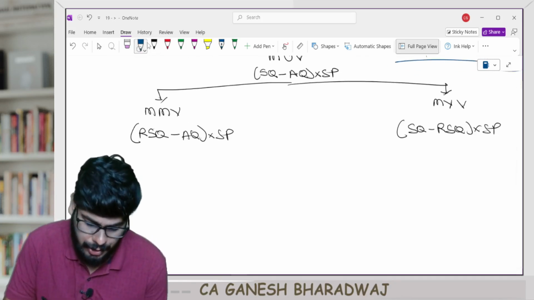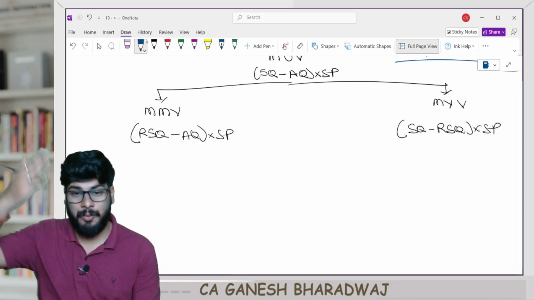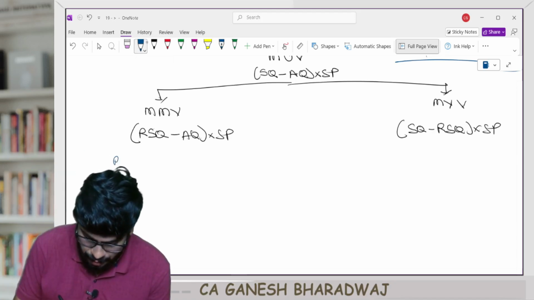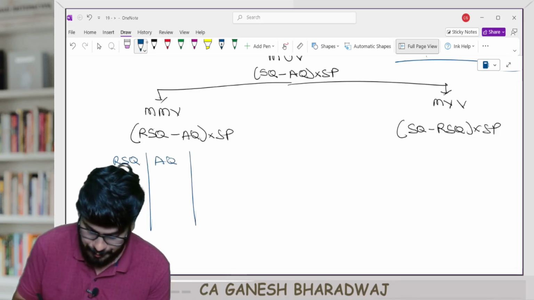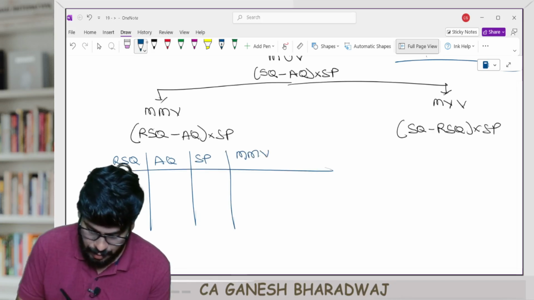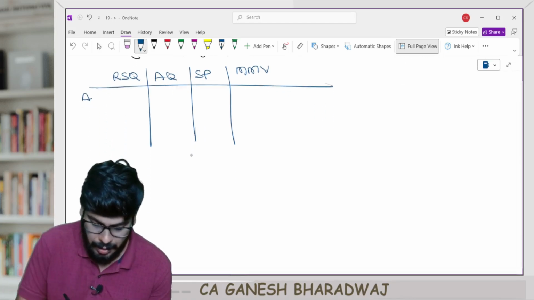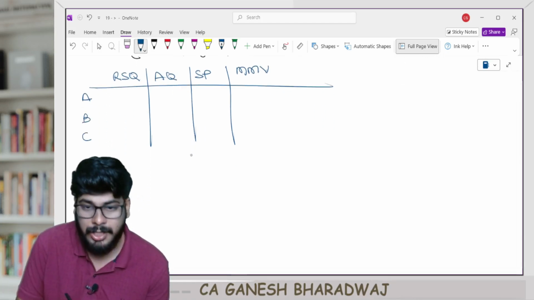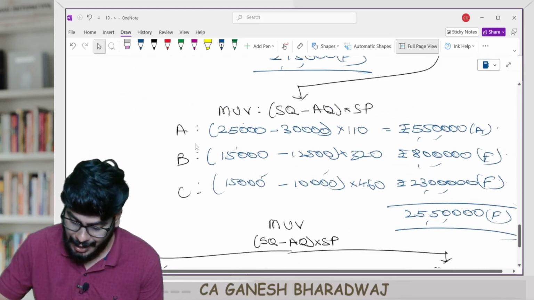Very simple. So now here let's do this mix variance. How do we go about this? I told you, prepare the columns and all. Revised standard quantity, actual quantity, standard price, and then material mix variance. Now, three products here, A, B, and C, right? First, what you need to do is fill in the actual quantity column.